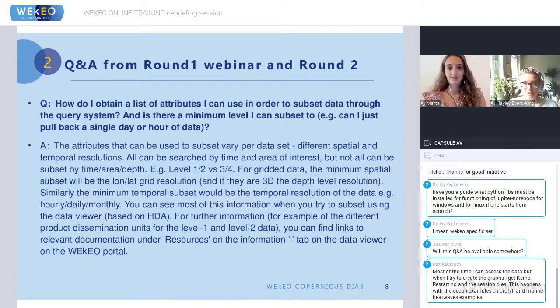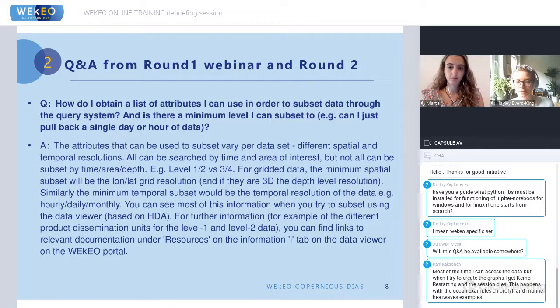This was a really interesting question as well, which is not so much about the Jupyter, but actually about the harmonized data access and the data that's available on WEkEO as a whole. But I thought this was a really good one to raise in the discussion here. So one of our participants asked, how do I obtain a list of attributes I can use in order to subset data through the query system? Is there a minimum level I can subset to, e.g. can one just pull back a single day or hour of data?